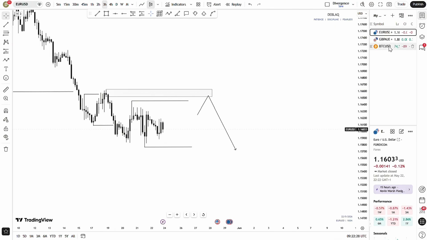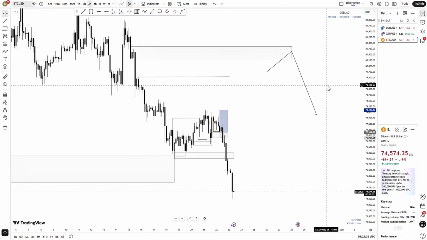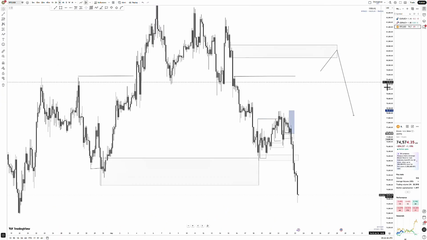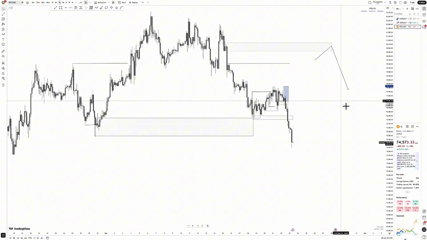My third trade on BTC USD. I also made the same mistake I made on Euro USD.